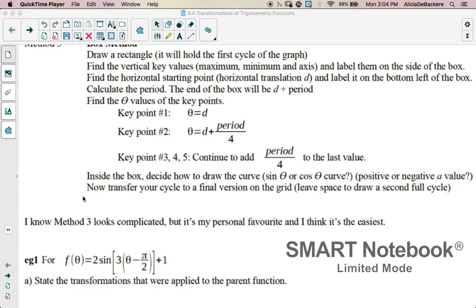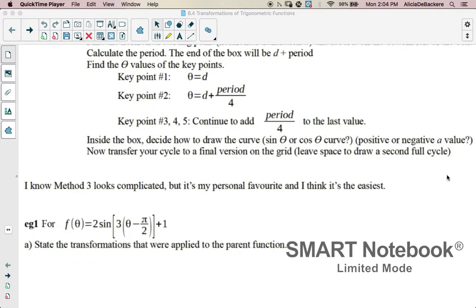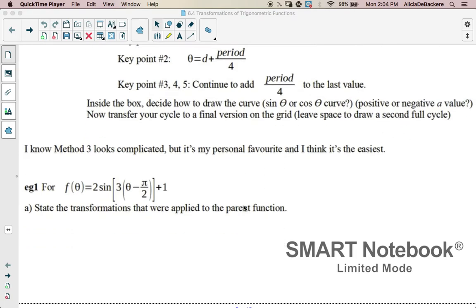And then the very last step, you've already got all the numbers you need. You just have to draw the final version. You've already done all the rough thinking. Just throw it on the grid and make it neat and tidy. When you do that, you're almost always asked to draw 2 full cycles. So make sure you leave space on your axis to draw the second cycle.